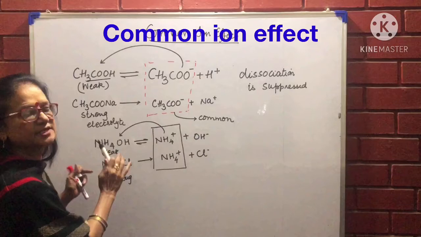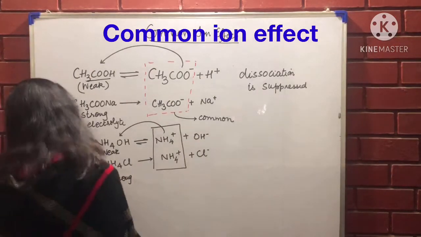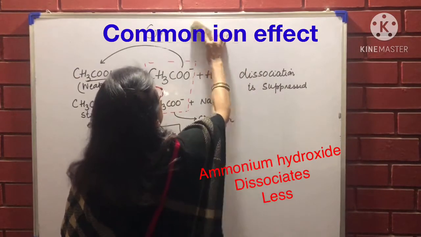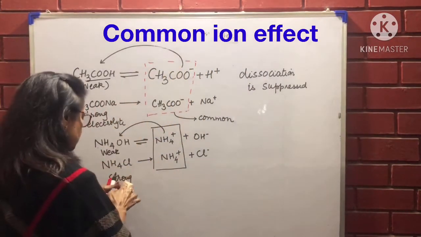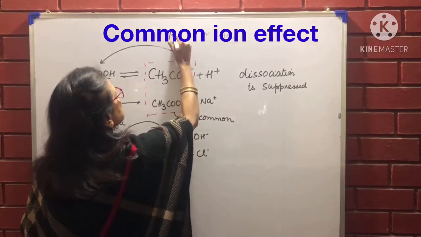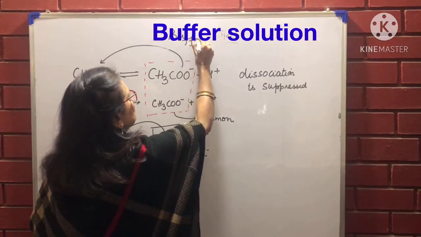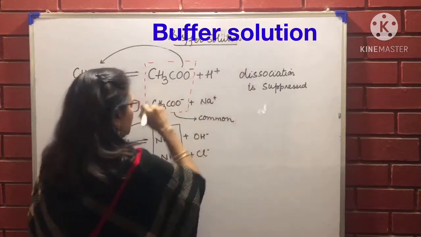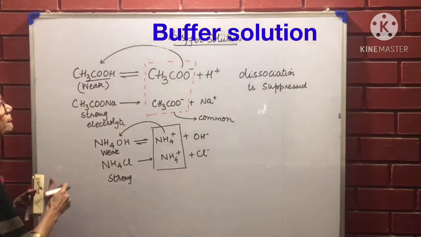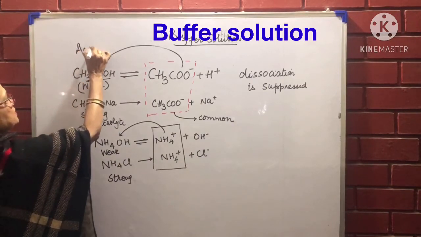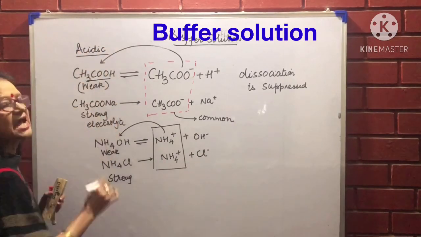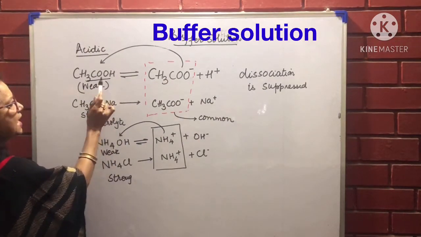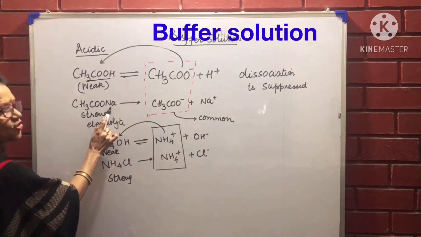Now both these things we also use in a buffer solution. So a buffer solution. This is an application of common ion effect which is called a buffer solution. So there are two types of buffers. One is called an acidic buffer. So you will say an acidic buffer is a mixture of weak acid and its salt with a strong base.